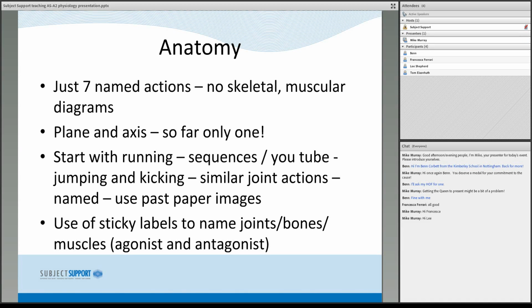Third bullet point, delivery. Students don't generally know what happens when someone is running in terms of the leg action. They'll find it quite confusing. I always start with running because I think running seems to summarize most of the actions.